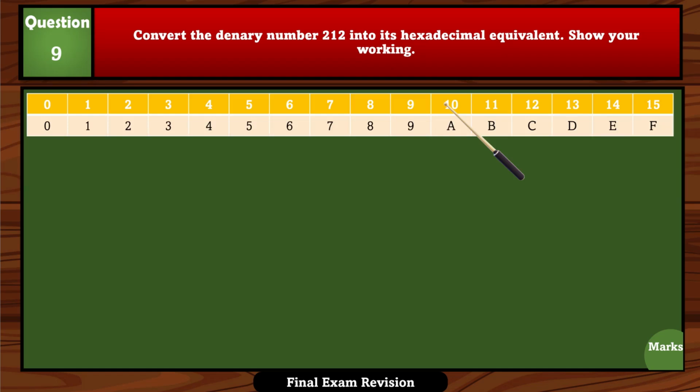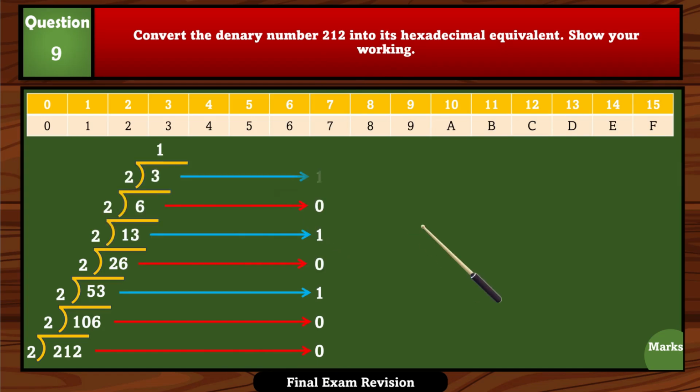But in hexadecimal, there is no 10. We represent 10 as A, 11 as B, 12 as C, 13 as D, 14 as E, and 15 as F. Okay, just remember this one. So now we first need to convert 212 to binary. So where is the binary of 212? Here you can see this is the binary of 212.